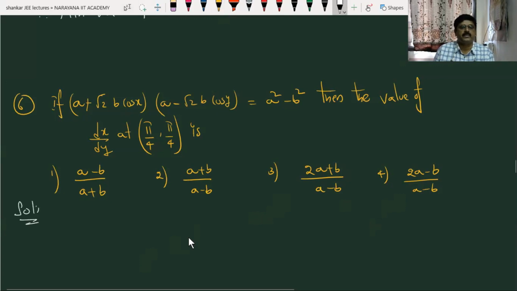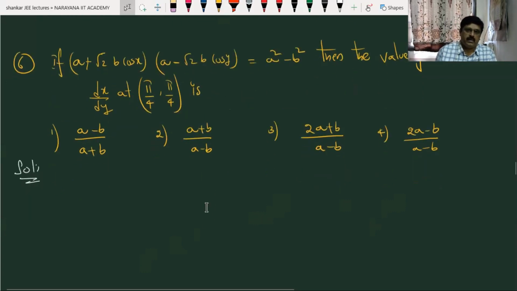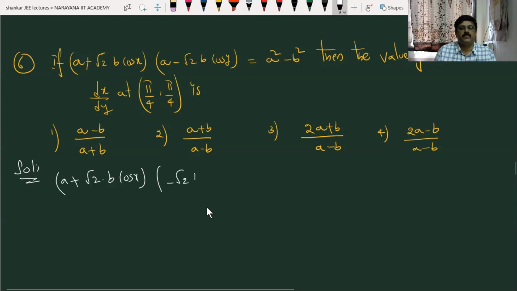Carefully watch students. Okay, as usual, what I am going to do is I just differentiate in uv form. Okay, so first (a plus root 2 into b cos x) I write as it is. This one I write as I differentiate the second function. It will be, derivative of constant is 0. It is minus root 2 b cos y derivative, students, minus sin y into dy by dx.